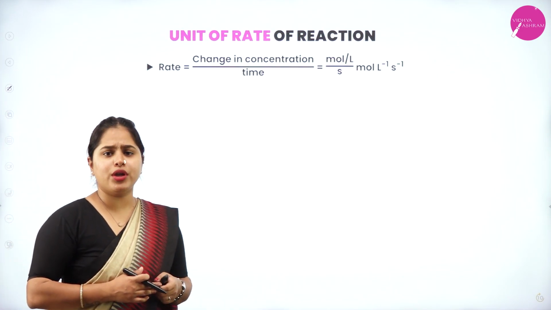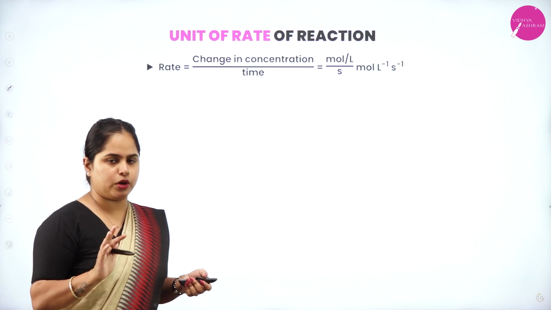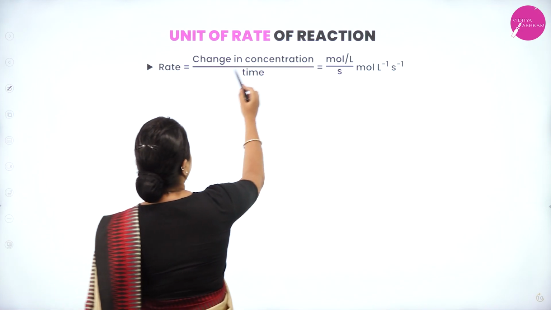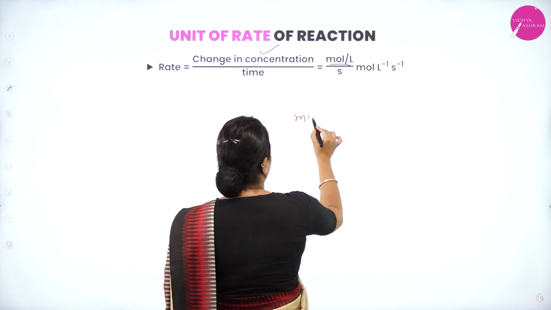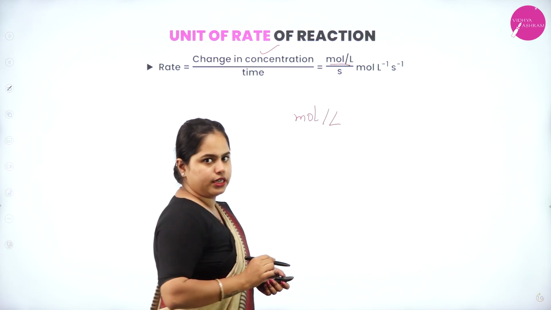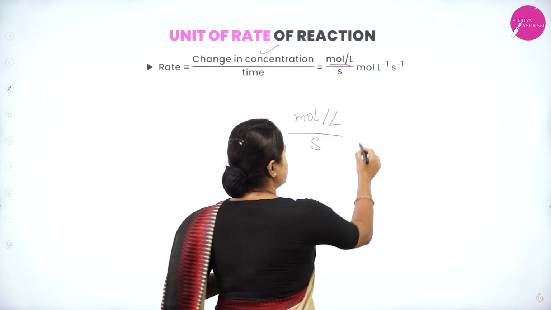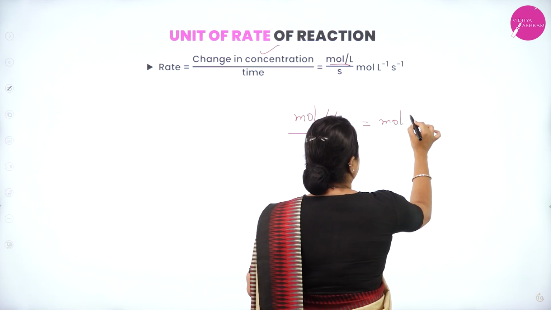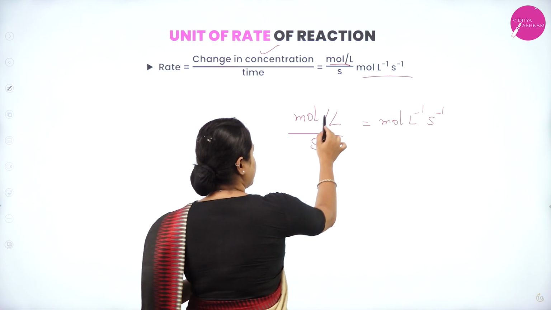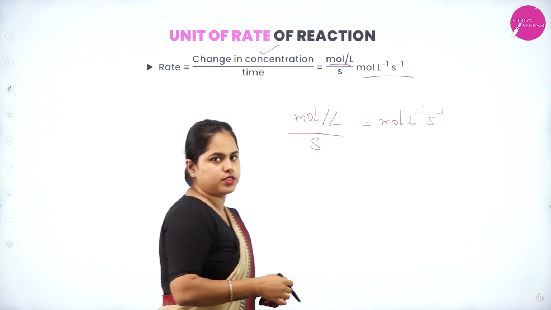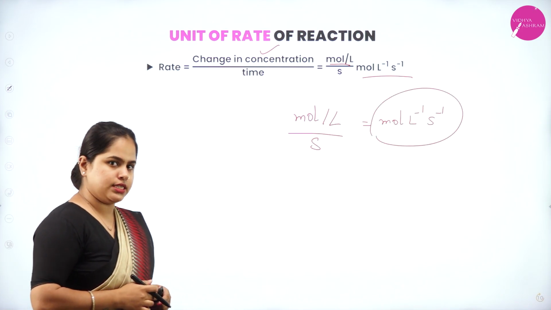Now, moving on to the unit of rate of reaction. How do you calculate the unit of rate of reaction? Rate is equal to change in concentration of reactants or products divided by time. So, we have to see what is the unit of concentration. It is moles per liter, right? Moles per liter is the unit of concentration. Now what is the unit of time? It is second. Now we take the second to the denominator. So what will be your unit? It will be mole liter inverse second inverse. Right, mole liter inverse second inverse. So instead of writing mole per liter, I have written mole liter inverse. So this is the unit of rate of reaction.